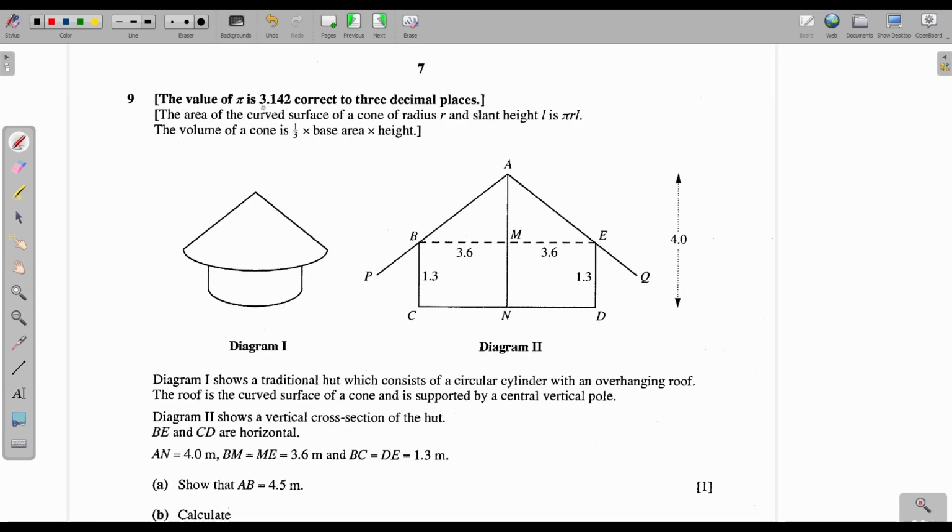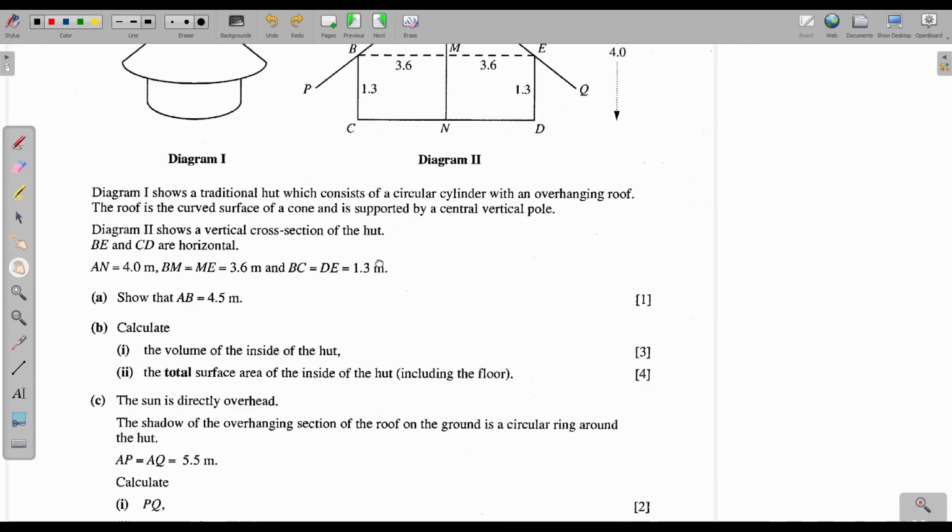The value of pi is supposed to be taken as this, and the area of the curved surface of a cone of radius r and slant height l is pi r l. The volume of a cone is 1/3 the base area times the height. So they don't expect you to memorize the area and the volume of a cone, is what I'm learning here. But there are other areas and volumes that you should know.